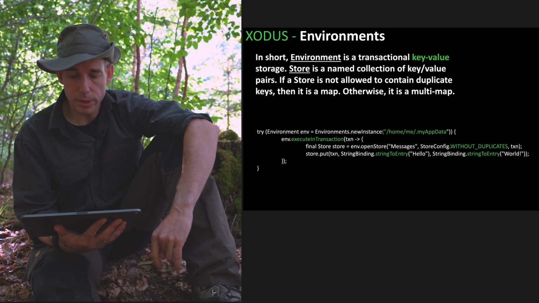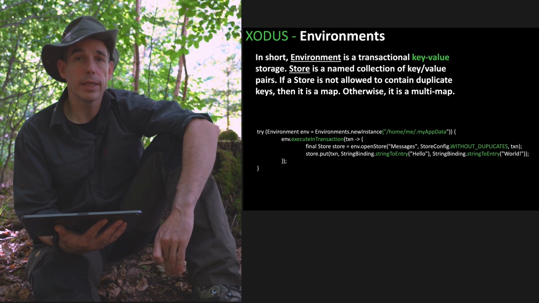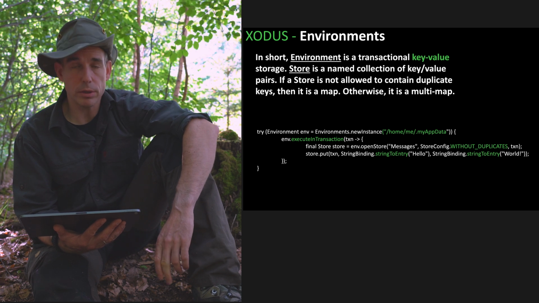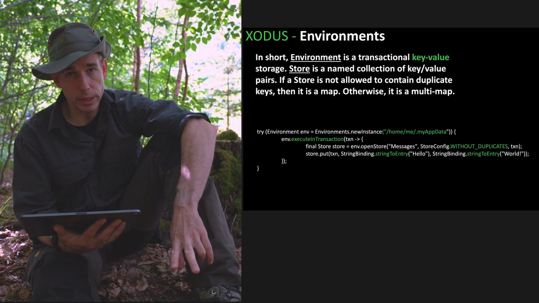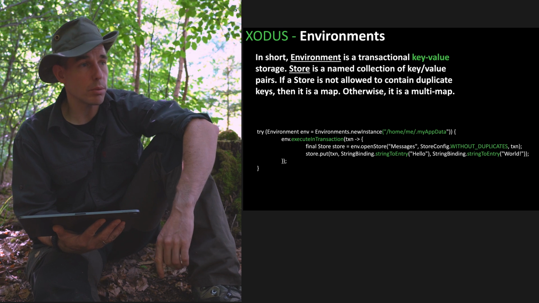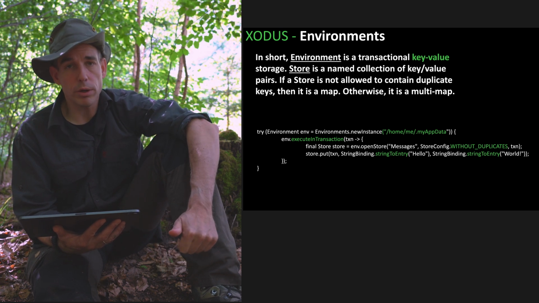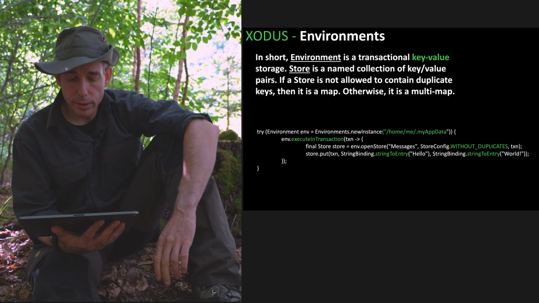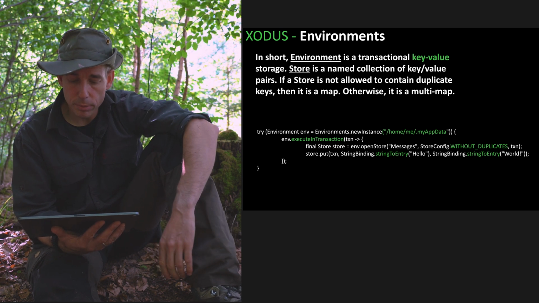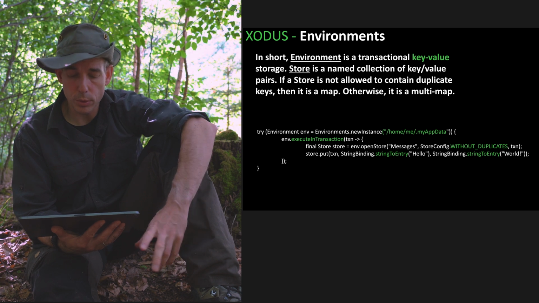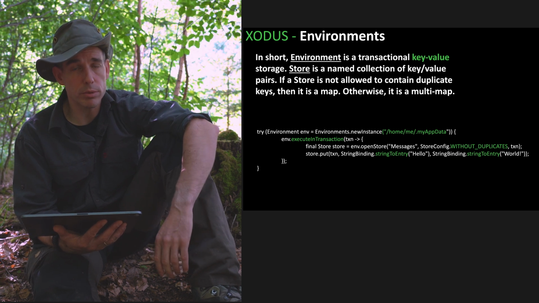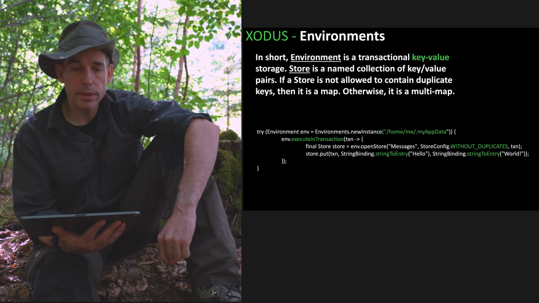The first one is environment, and this is a transactional key-value store. You have it in 2 flavors, with duplicates and without duplicates, which means you are storing hash maps or multi-maps. To get this one, you have this class Environment, you call a new instance, and then you point it to some part of your file system. And this is a good thing.